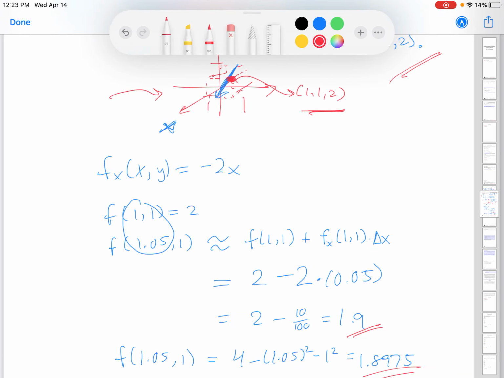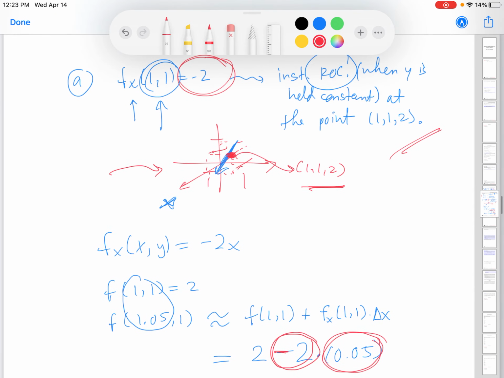So if I have 0.05 units of change in x, the y values are going to go down by 2 times that change in x. So that's why, effectively, we're subtracting here, and we're getting a number that's smaller than 2. The y values have decreased. Negative change, if you will.